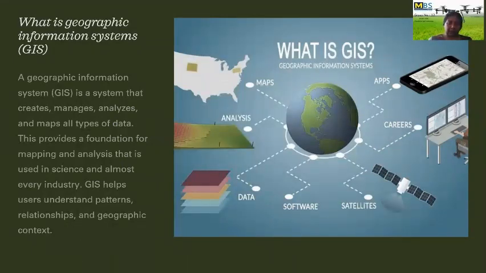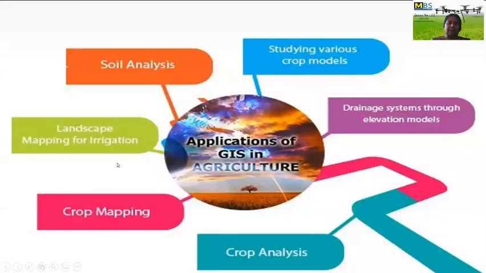Under the GIS system, the system can create, manage, analyze and map all types of data. That means any person in the industry can get all types of data by using this GIS system. And then GIS helps to analyze and get the details of agricultural information.